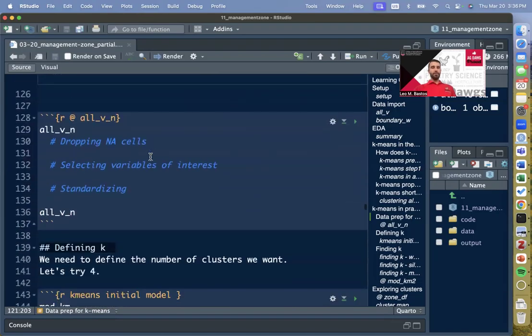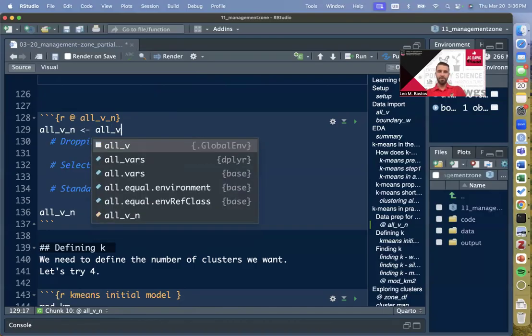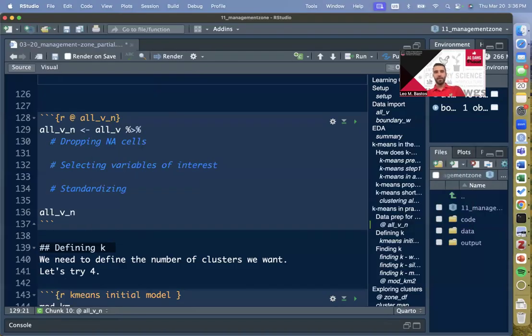All right, so if you come to the next chunk, this is where we're going to create the object. We're going to prepare the object to run k-means. So if you go there, I'm going to assign the results to this object called all_vn. I'm going to give it the assignment symbol. We're going to start with all_v. Give it a pipe and then come to the next comment here.